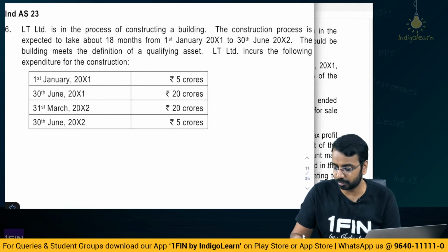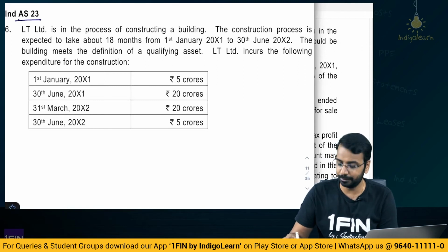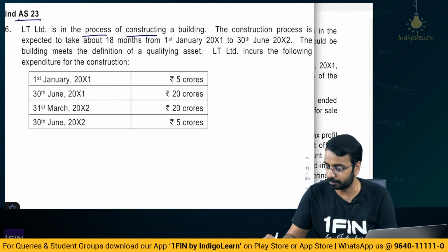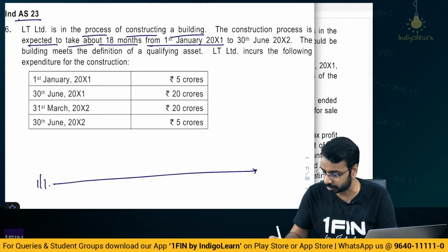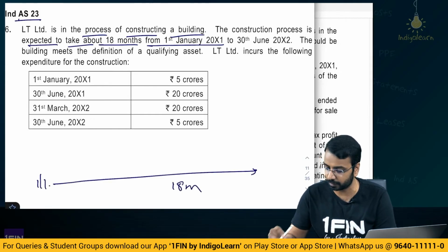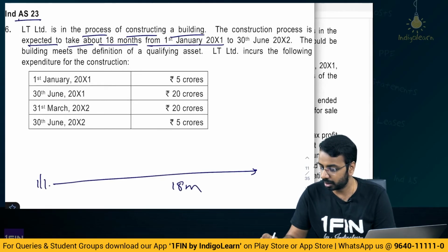Now, let's have a look at the question on Ind AS 23. LT Limited is in the process of constructing a building. The construction process is expected to take about 18 months from 1st of January. So, 1st of January they started and it will take 18 months. So, of course, a qualifying asset. Till 30th of June of year 2.